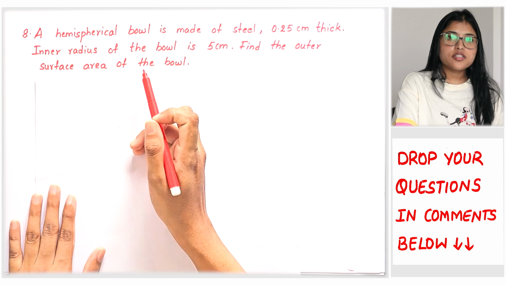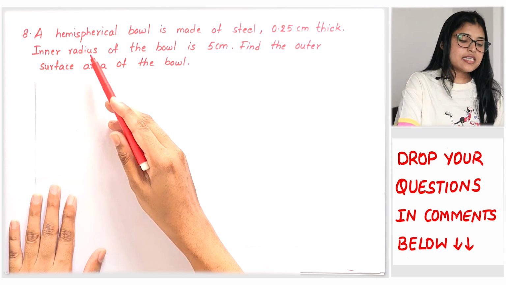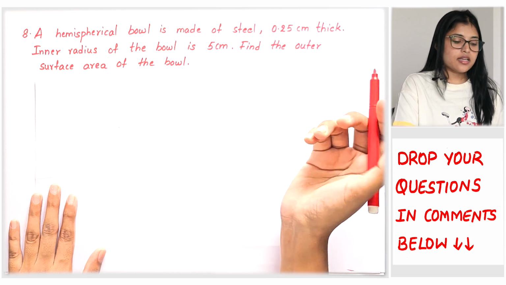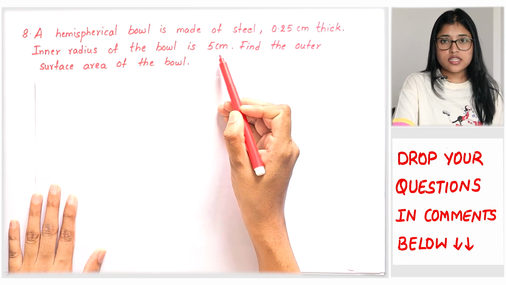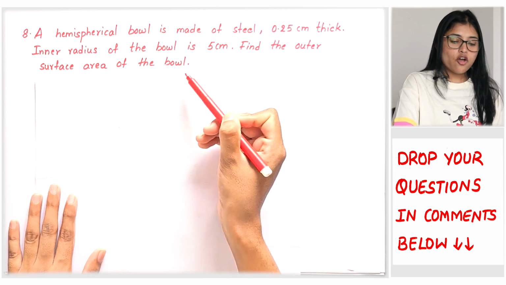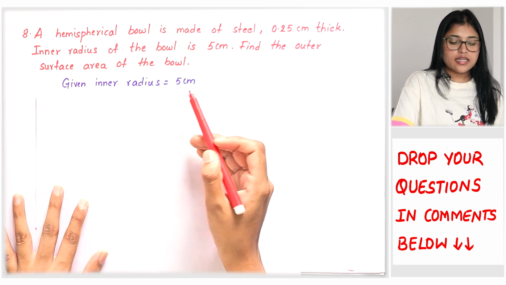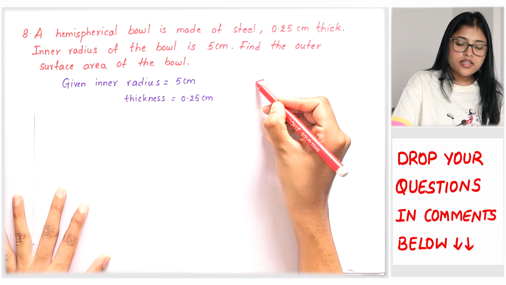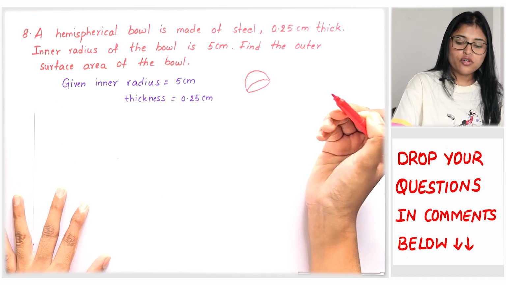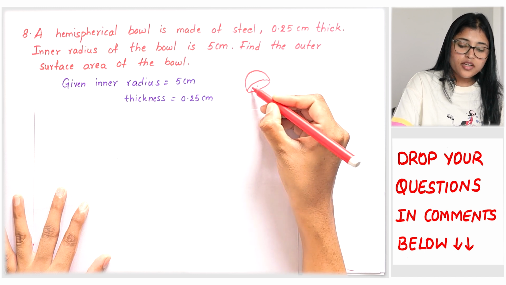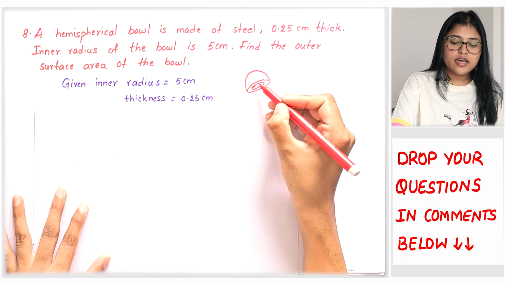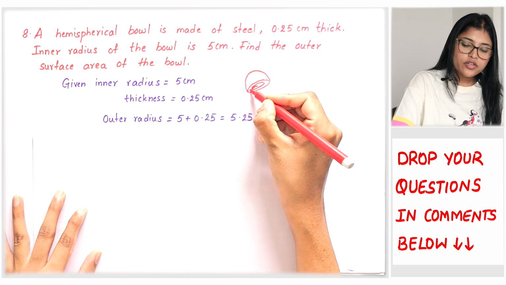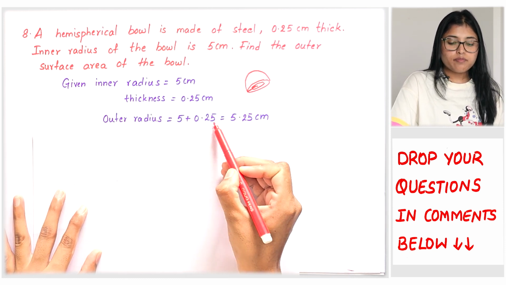Let's take a look at the question in exercise 11.2, which says a hemispherical bowl is made of steel of 0.25 centimeters thick. Inner radius of the bowl is 5 centimeters. Find the outer surface area of the bowl. Now, given inner radius is 5 centimeters, so thickness is 0.25 centimeters. You can imagine a hemispherical bowl that would look like this. So, if there was an inner radius, this radius is 5 centimeters.